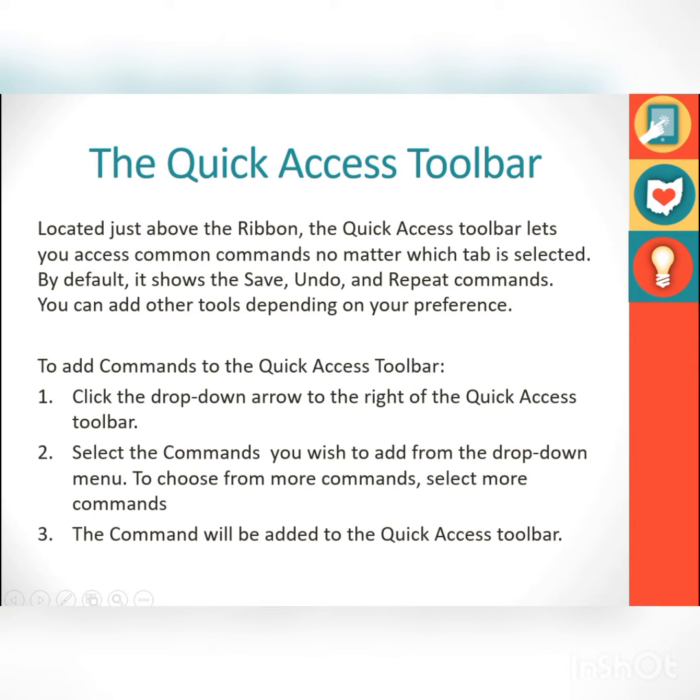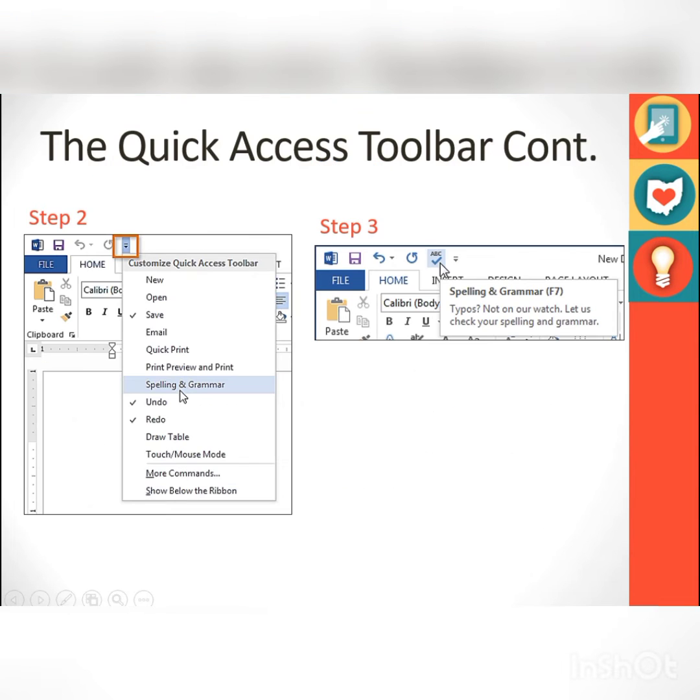You have the Quick Access Toolbar, located just above the ribbon. In the Quick Access Toolbar, you will be given a drop-down arrow, and then you just select the commands. To choose more commands, the commands will be added to the Quick Access Toolbar. So this is the Quick Access Toolbar. You will become familiar with the numerous commands here. You can save, undo, and redo. Then if you have any grammatical error, you can simply check it from here. Microsoft Word will by default correct your words.